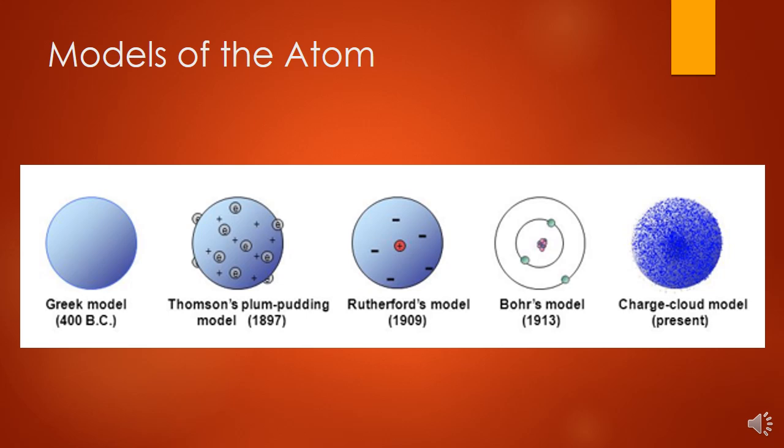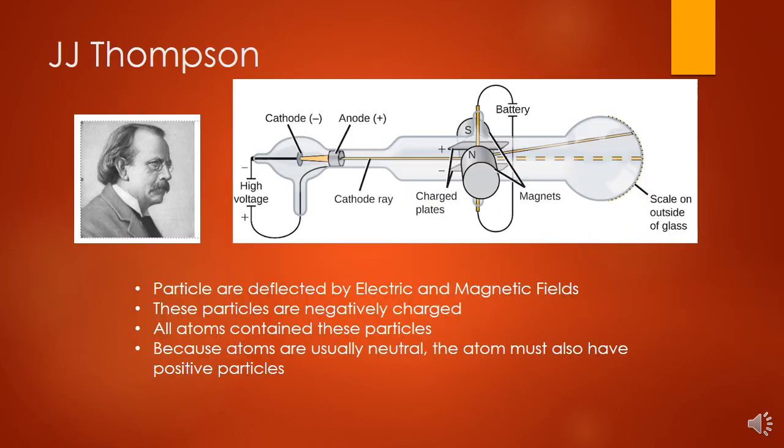So here I'm just reviewing the different models of the atom back from chemistry. The Greek model said that there was a particle that was the smallest piece an element could be. The Thomson plum pudding model shows us that there's positive and negative charges evenly distributed. The Rutherford model has the positive in the center. The Bohr model we talked about last week with the different energy levels. And then the electron cloud model, which is our newest model of the atom.